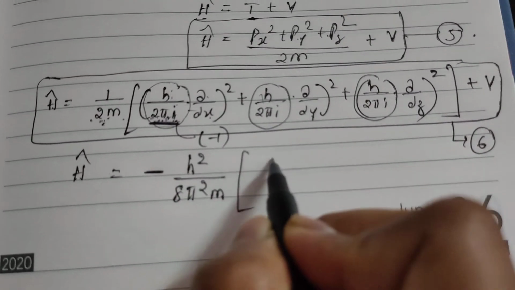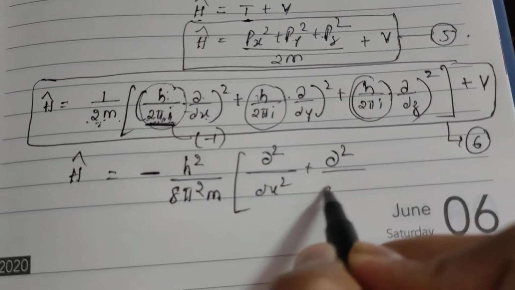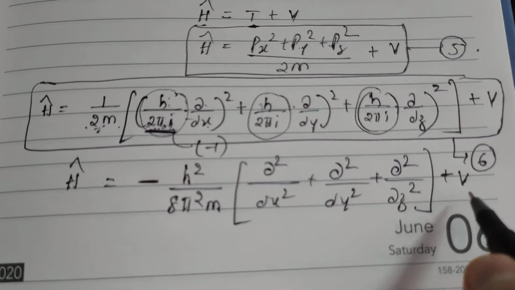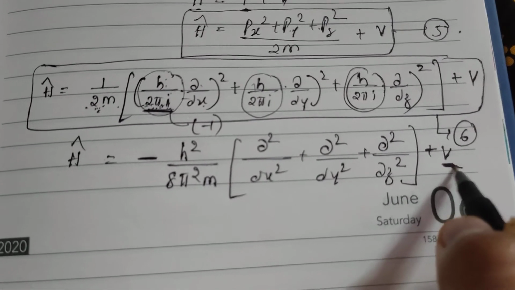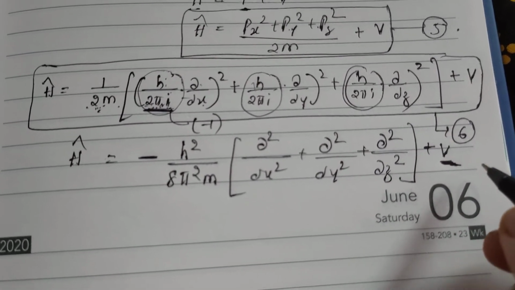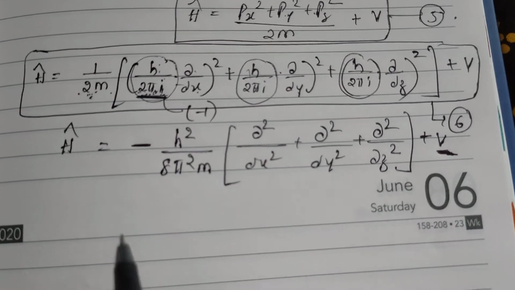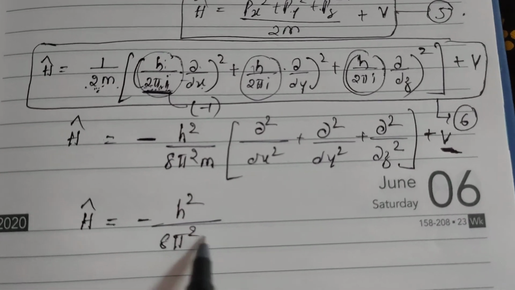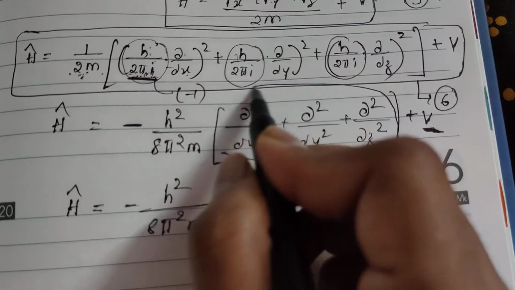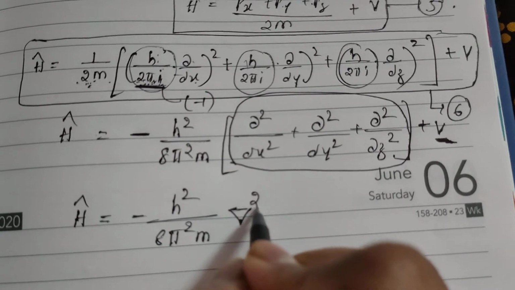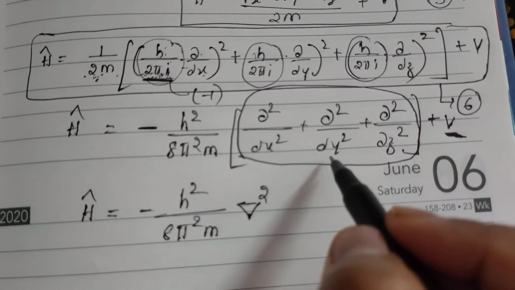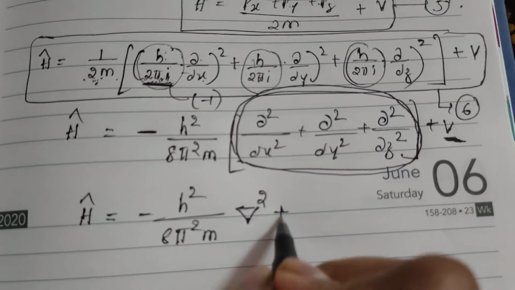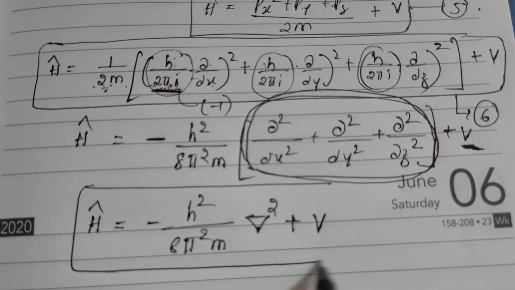Apart from that, you also have dou square upon dou x square, dou square upon dou y square plus dou square upon dou z square plus V. Since the potential energy is a function of position coordinate, the operator for V is itself V only, it is not changing. So ultimately the Hamiltonian operator H cap can be written as minus h square upon 8 pi square m. You can replace the entire term with the Laplacian operator. As we studied, del square can be represented in terms of dou square upon dou x square, dou square upon dou y square plus dou square upon dou z square. So I am replacing the entire term with del square plus V. This is the equation we got, right?